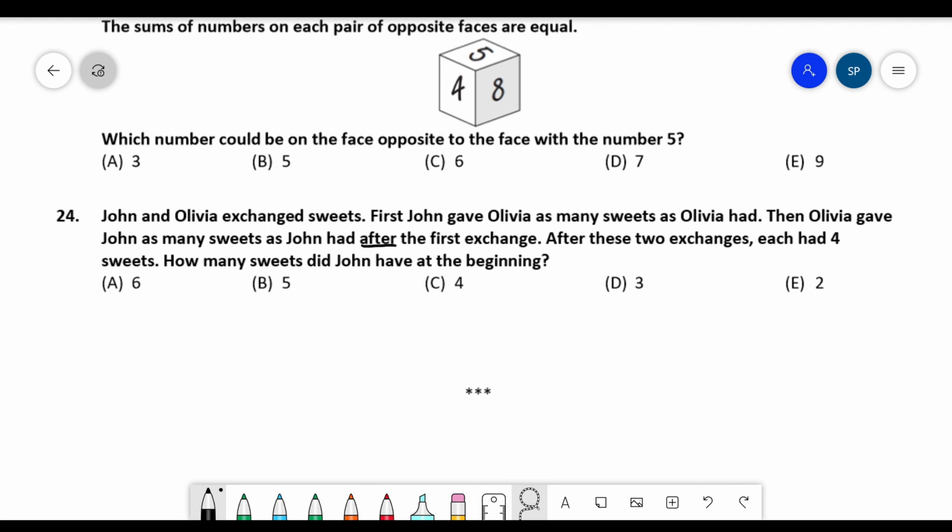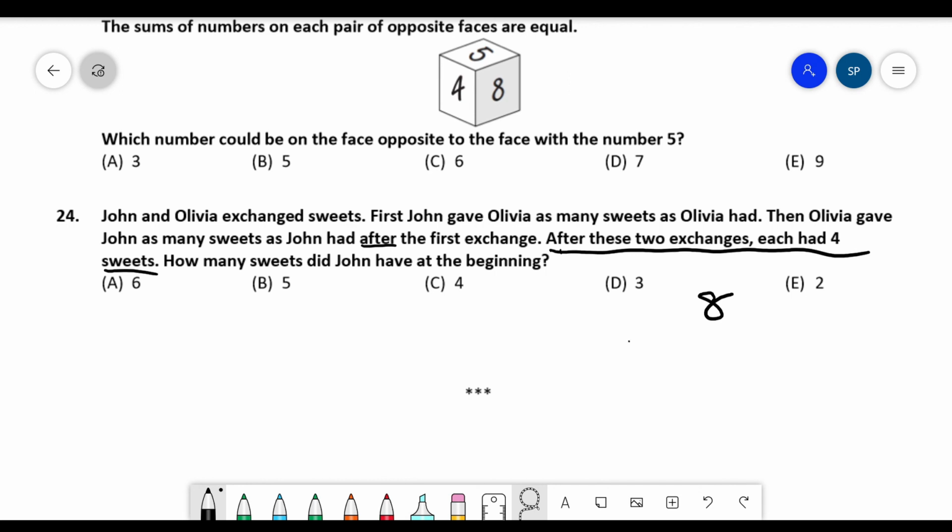Now they've given us a really important clue. We really need to underline this whole sentence: after 2 exchanges, each had 4 sweets, which means that 4 plus 4 is 8. So totally they both had 8 sweets. Now, how many sweets did John have at the beginning? Okay. Let's start with 6.